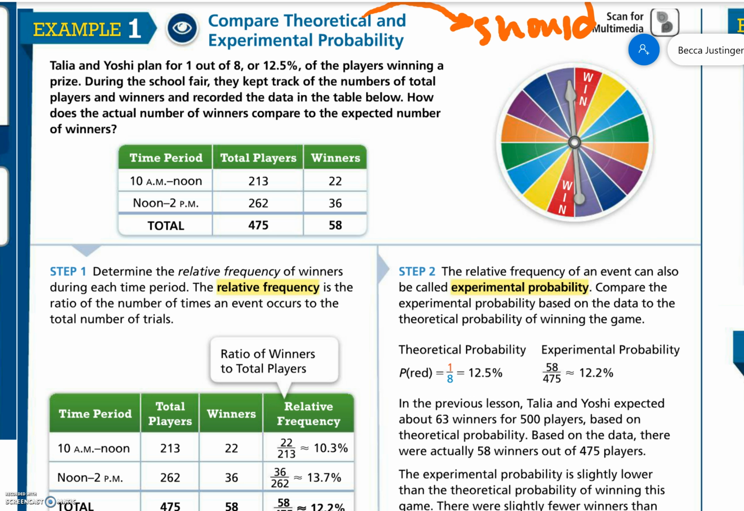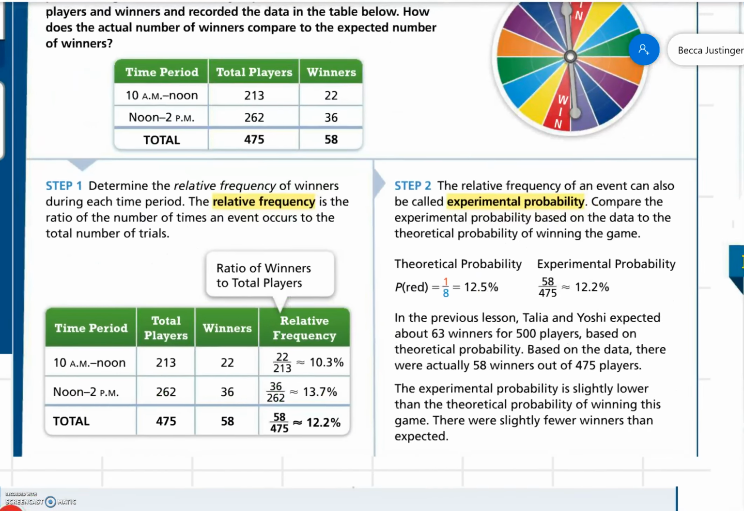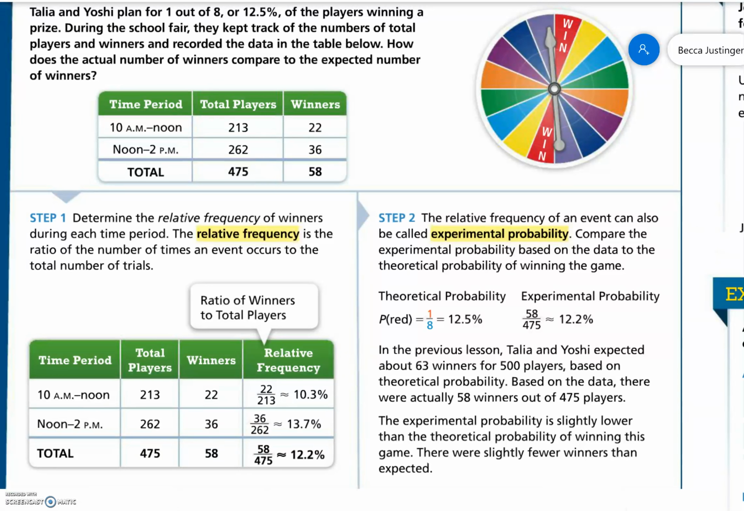During the school fair, they kept track of the numbers of total players and winners and recorded the data in the table below. How does their actual number of winners compare to the expected number of winners? So between 10 and noon, there were 213 total players and 22 won. Between noon and 2, there were 262 total players and 36 won. So in total, there were 475 players and 58 won.